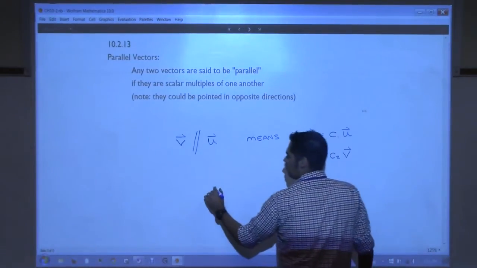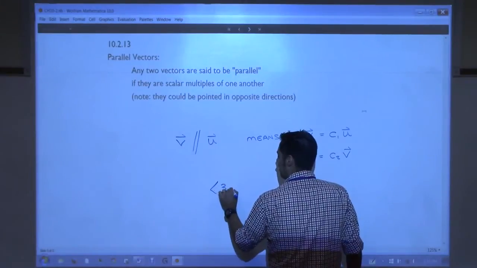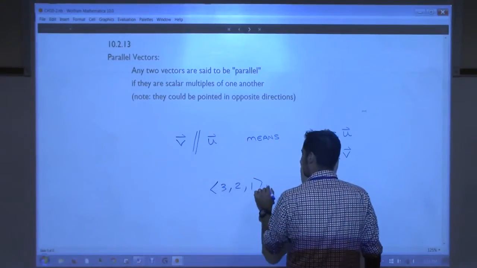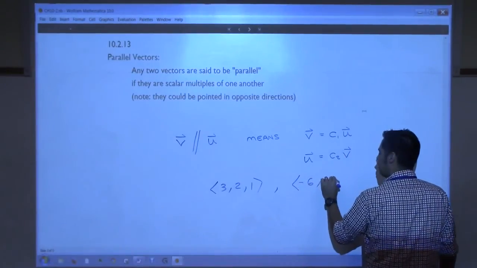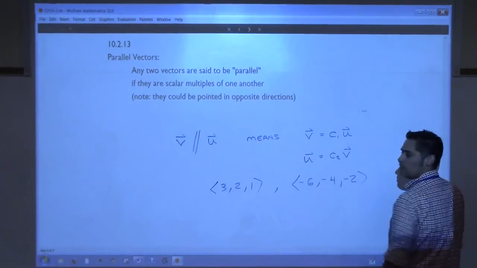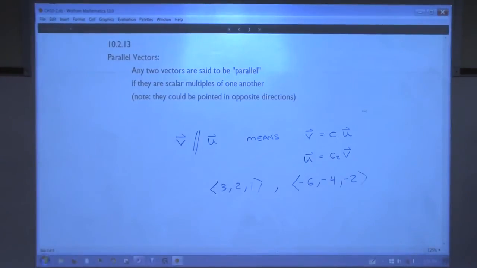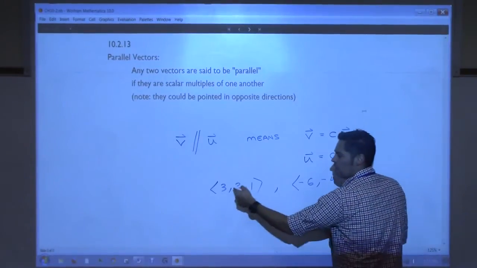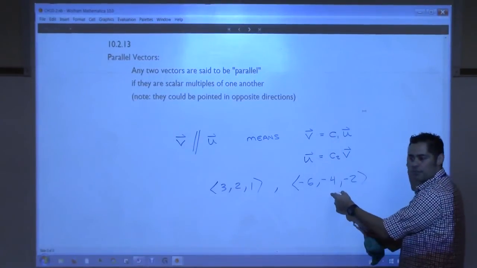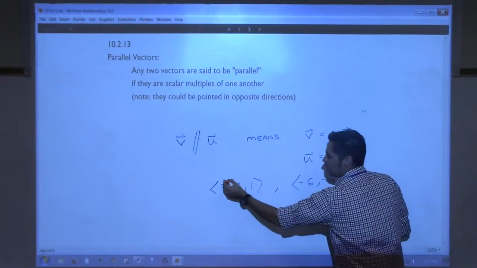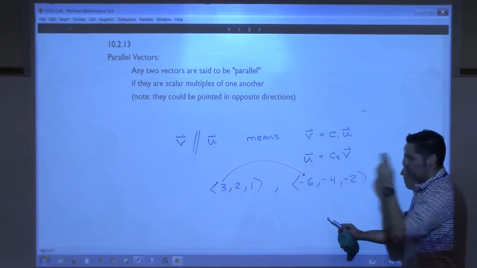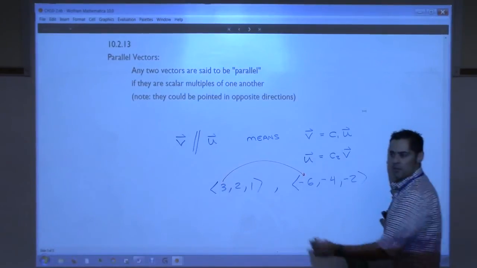Here's an example of two vectors that are parallel: 3, 2, 1, and the vector -6, -4, -2. Those two vectors are parallel, right? The way we would figure that out is by trying to figure out if there's some number I can multiply this by to get this, which in this case would be -2. So how do I turn 3 into -6? Well, I multiply by -2, right?